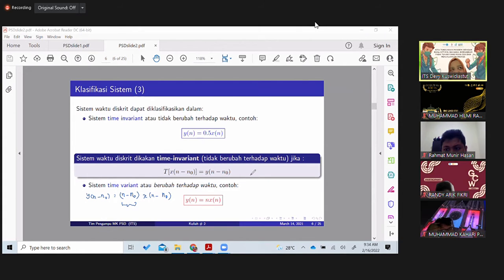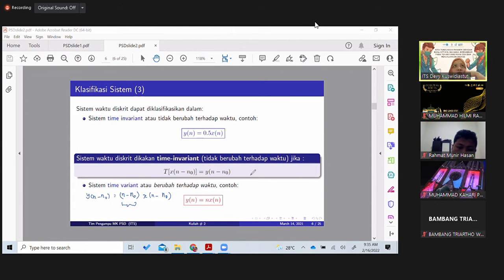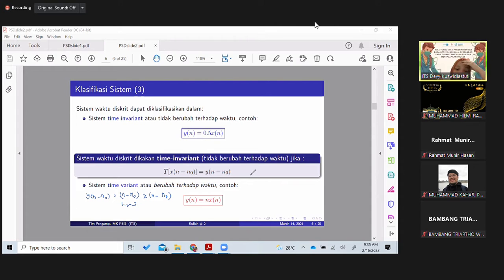You can imagine a system where you cannot predict the output. I mean, you can predict the output, but we want a system where, if we give the system a certain input today and the same input tomorrow, we expect to have the same result.